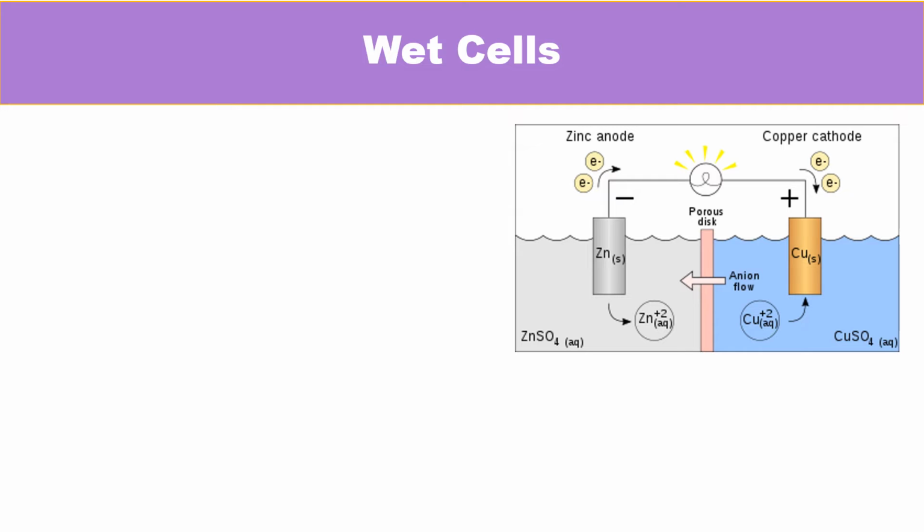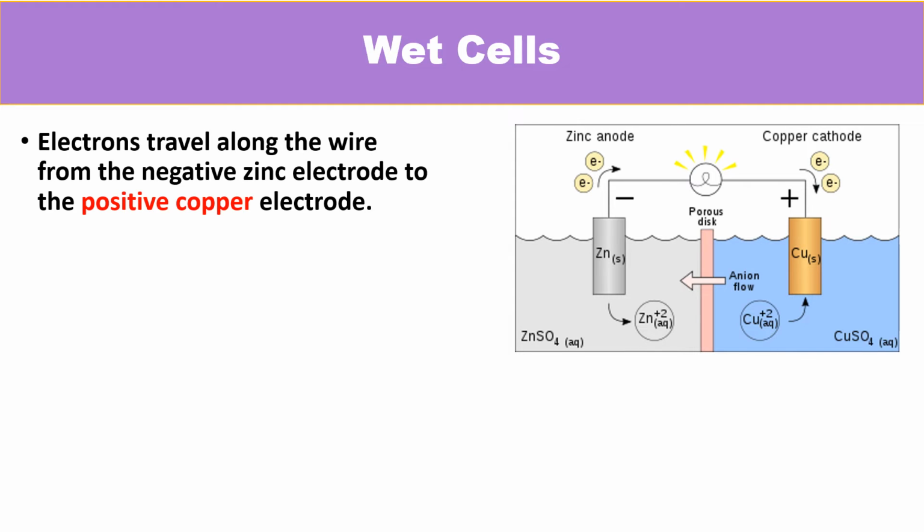Alright, so first things first, how can electrons move in wet cells? Because electrons cannot travel through the solution, we need something to complete the circuit. Electrons travel along the wire from the negative zinc electrode to the positive copper electrode.